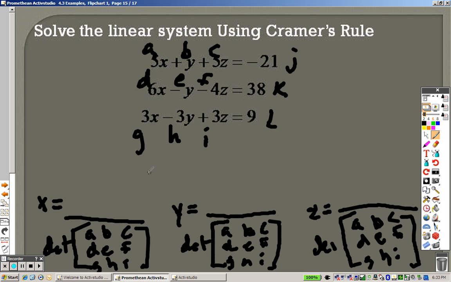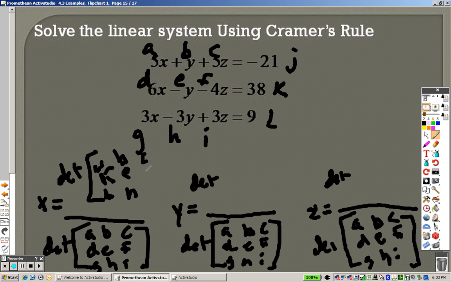The top now, determinant, you still take the determinant of the top, and it's the same philosophy as a 2 by 2. Okay, since we're solving for X, the answer goes down that column. So J, K, L, but everything else stays the same. See how I'm keeping everything else the same.